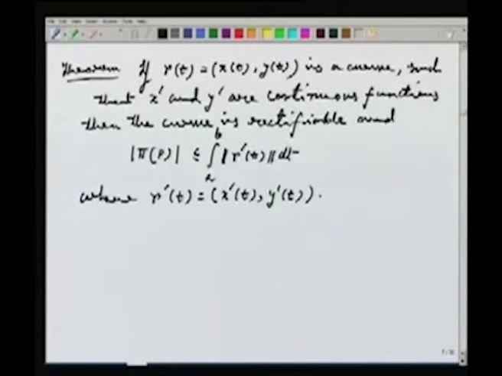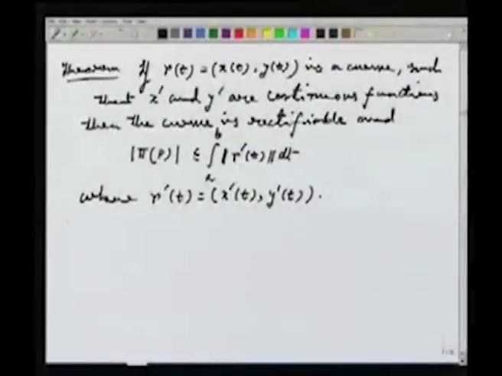Okay. Well, this means then that mod pi p, as p varies over the set of partitions of [a, b], is a bounded set, and one upper bound at least we know, that is integral a to b norm r prime t dt, which certainly shows that the curve is rectifiable. That means to prove this theorem, the only thing I need to prove is this inequality. Well, that is very easy. So, I start with the proof of this.